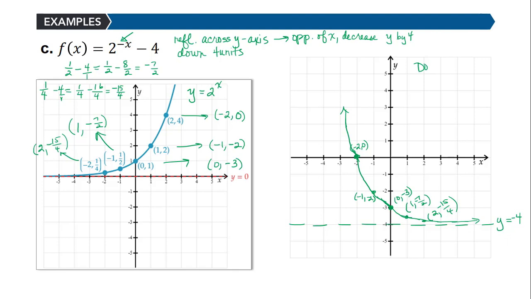So what is my domain? Still all real numbers for any exponential function, negative infinity to infinity. Now the range again has been impacted because I shifted this graph down 4 units. That is, shifted the original graph down 4. So everything is above the negative 4. So my range is parentheses negative 4 to infinity. And the key point of (0, 1) through this transformation moved to (0, -3). And my horizontal asymptote, which we've talked about, is y equals negative 4.